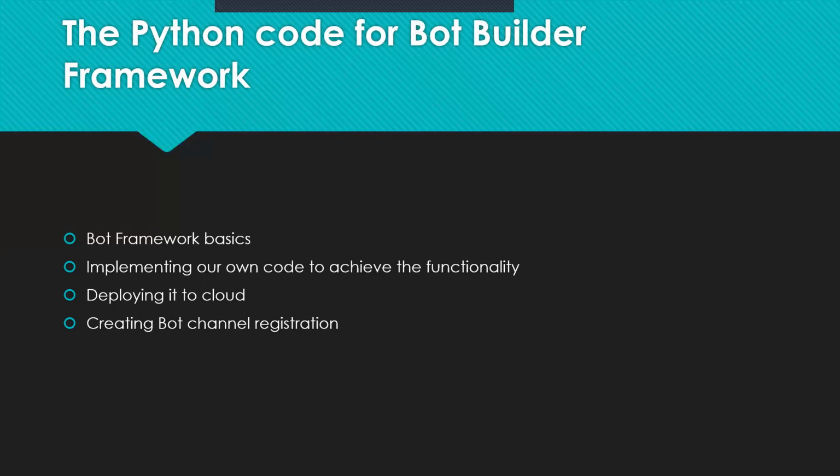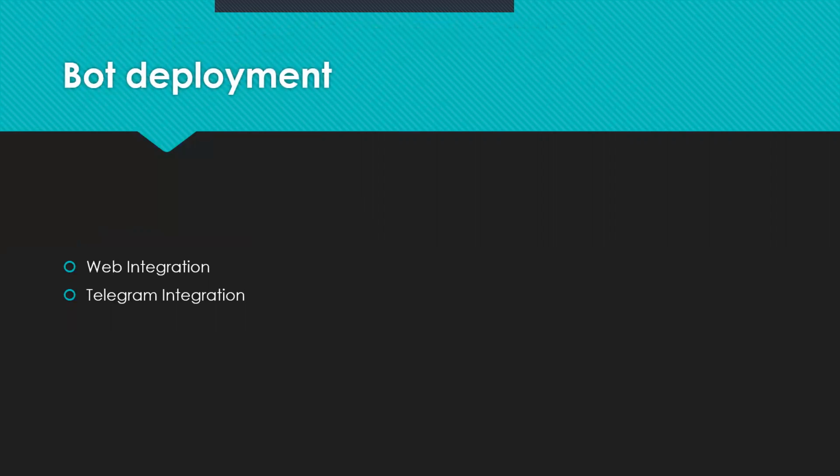cloud. And after that, once we have tested that cloud deployment as well, we'll go ahead and we'll build the bot channel registration. Once we have that bot channel or once we have our bot on Azure cloud, we'll talk about deployment, how to integrate it to a website or how to integrate it with the Telegram messaging app.